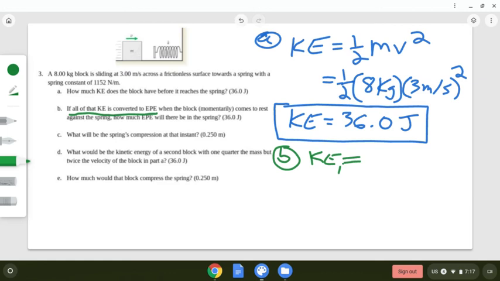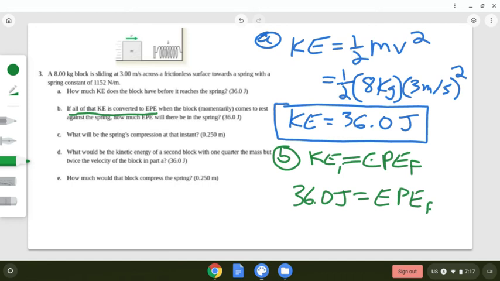Kinetic energy initial is equal to EPE final. Well, we already know what that is. We just solved for the kinetic energy. So really what we have is 36.0 joules is equal to EPE final. You don't really need to do a whole lot of work on that one. As long as you're reading the question carefully and understanding what it's asking you, that's pretty straightforward.